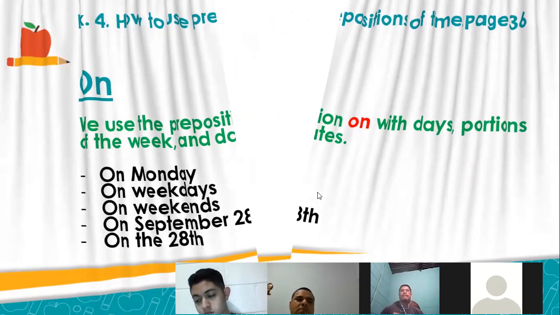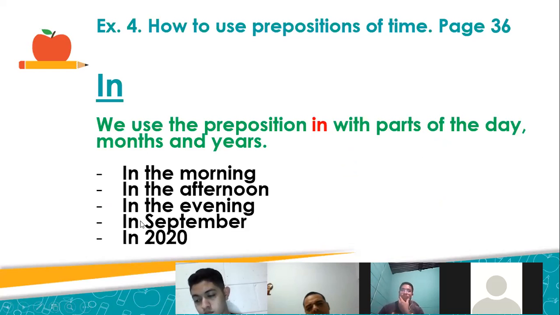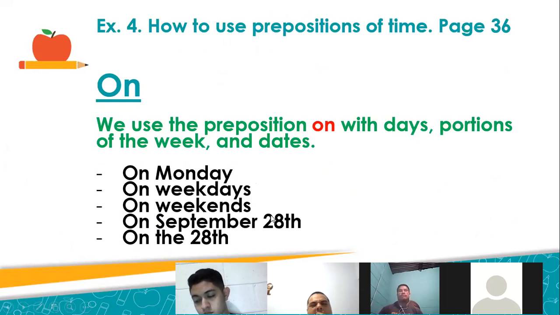On the 28th, right. Teacher, una pregunta. Con in es para mes y para año. Y con on es para mes con fecha específica, como el 23 de noviembre, el 24 de octubre. Si solo va el mes, es in September. Pero si va el mes y una fecha del mes, como el 28 de septiembre, ya no se dice in September, se dice on September 28th, porque le hemos agregado el día. Solo el mes, in. El mes y el día, on. February 14th. Yes, okay.